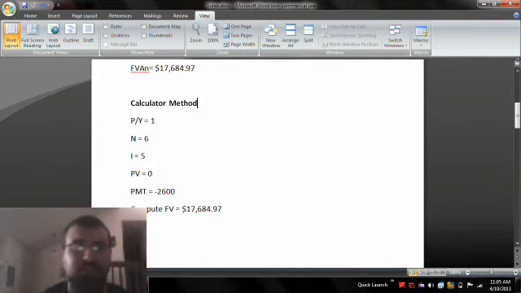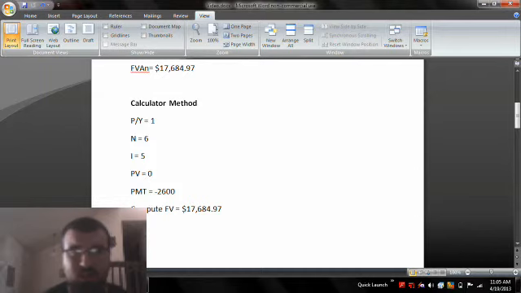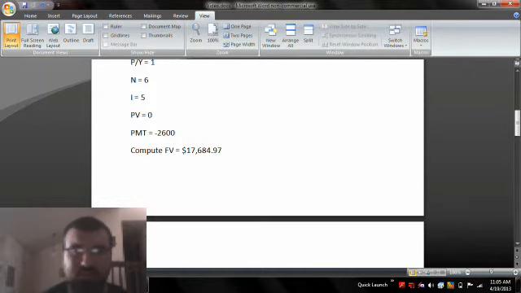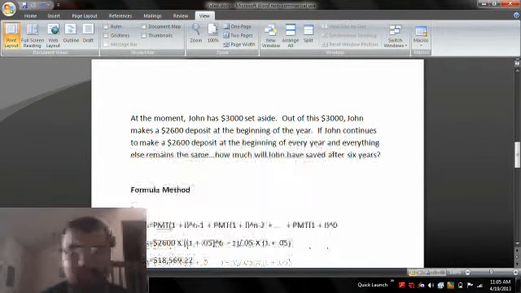Your interest rate is going to be 5%. Present value is 0 because you don't have any money in the account right now. And then he's going to have a $2,600 payment every year. And after you get all that entered, you just want to hit compute future value, and you will get the $17,684.97 again.